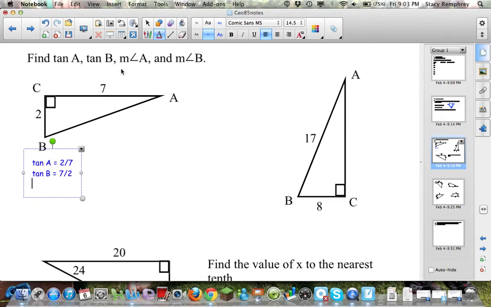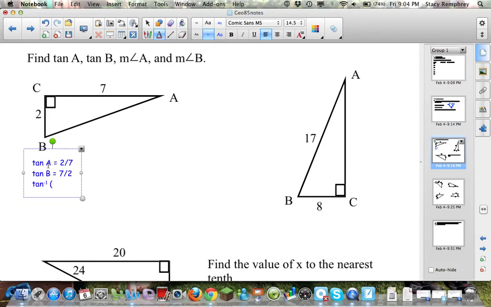Now, to get the measure of angle A, remember I told you that each angle has a unique ratio that goes with it. So what we're going to do is use our calculator, and we're going to do something called the inverse tangent. It's going to be a button that looks like this. I have a website with a virtual one, so I think that should work to help us. And you're going to say, calculator, inverse tangent gives you angles.